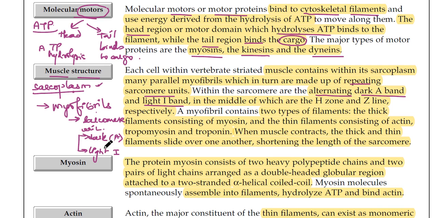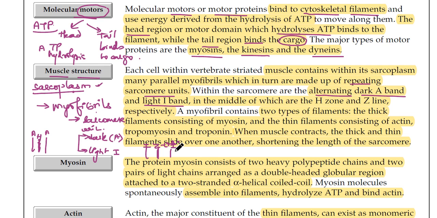Now, between the dark A band, there is the H zone. Within the dark A band, there is a zone which is the H zone. And within the light I band, there is a line which is known as the Z line.